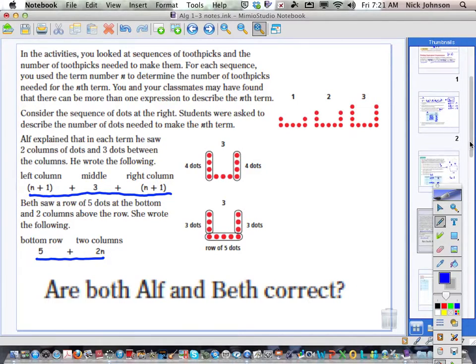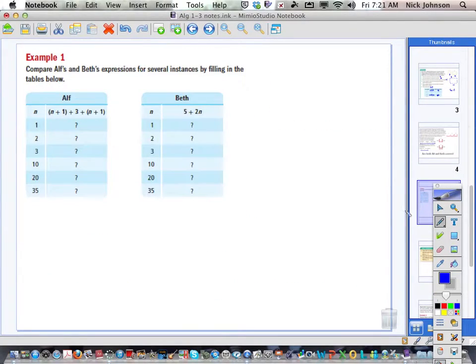Let's go to the next slide and let's find out. So here's Alf's expression. Here's Beth's expression. It says compare them for several instances by filling in the tables below. So I'm going to put 1 in for n. If I put 1 in there, I get 2 here, I get 2 there.